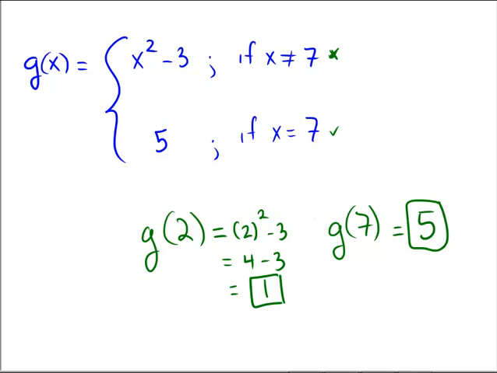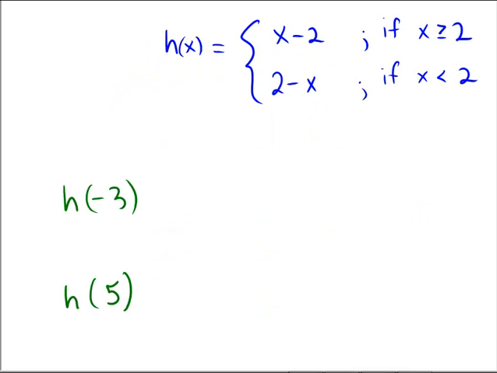Okay, one more example, and this one's pretty cool because this one's actually an absolute value. This is the way that we rigorously, or algebraically, interpret the absolute value of x minus 2. But let's just try it looking at the problem. h of negative 3 would mean that we have to follow which rule? Well, negative 3 is not bigger than 2, it's less than 2. So h of negative 3 is going to follow the bottom rule. 2 minus negative 3 is equal to 5.